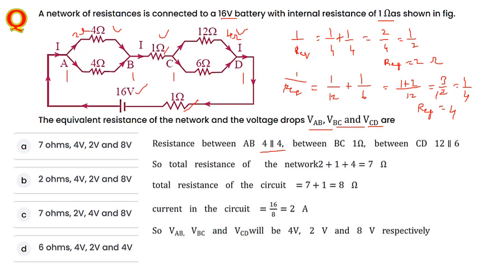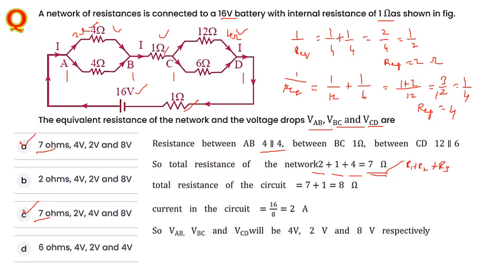Now the next one is 1 ohm. For this, the 2 ohm, 1 ohm and 4 ohm are all connected in series, which means R equivalent equals R1 plus R2 plus R3. So the total equivalent resistance here is 7 ohm. So 7 ohm is the answer for the equivalent resistance, and they have given 7 ohm as an option.